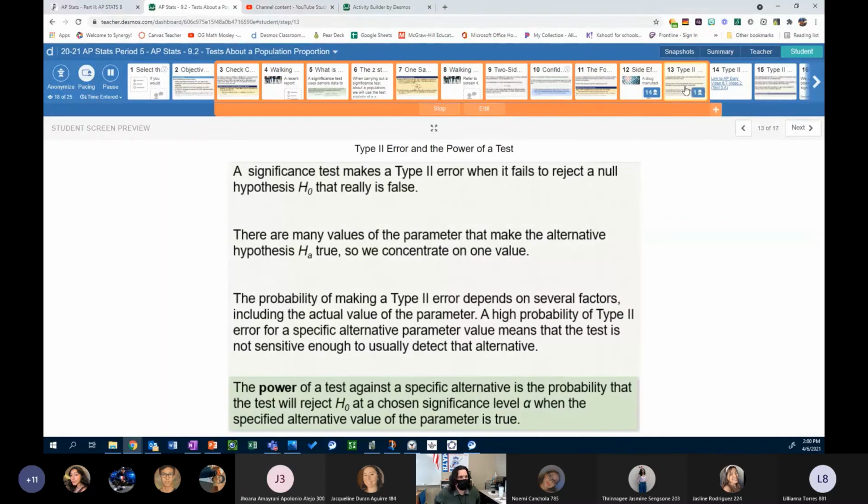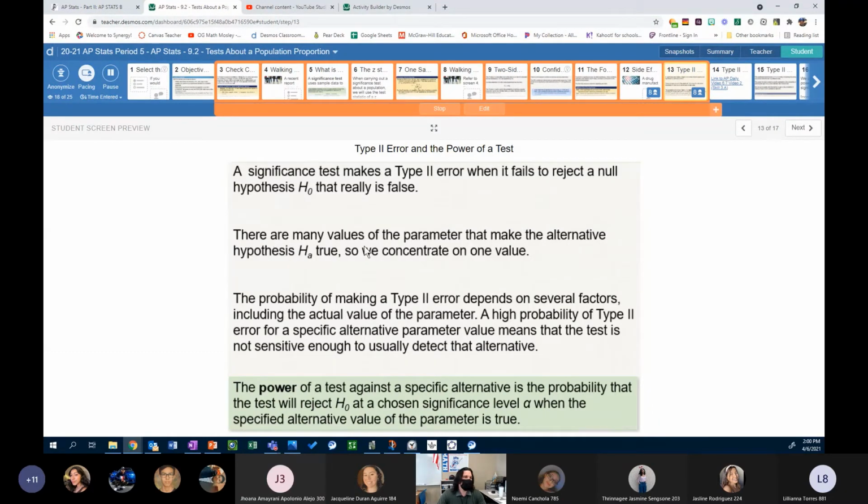Type 2 error and power of a test. All right, a significance test makes a type 2 error when it fails to reject a null hypothesis that really is false. Essentially, a type 2 error is you should have found evidence that the alternative is true, but you didn't, and you failed to reject the null hypothesis.